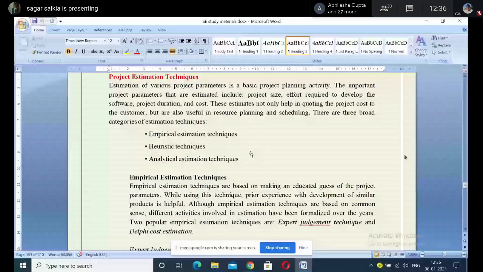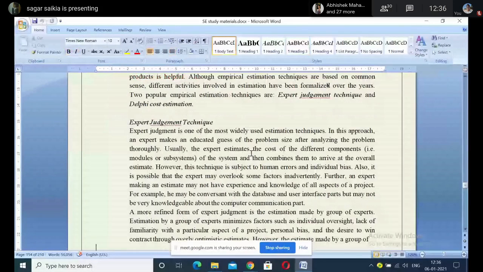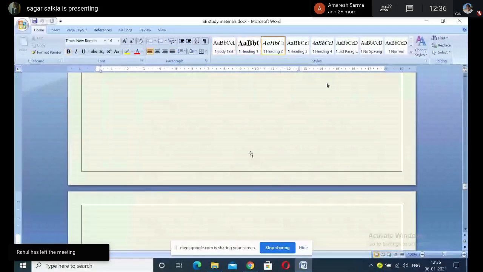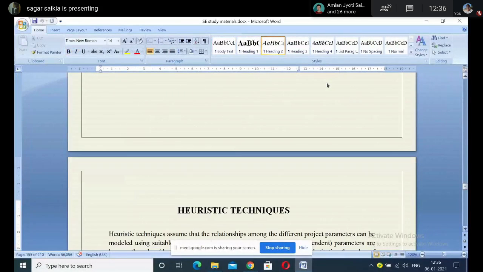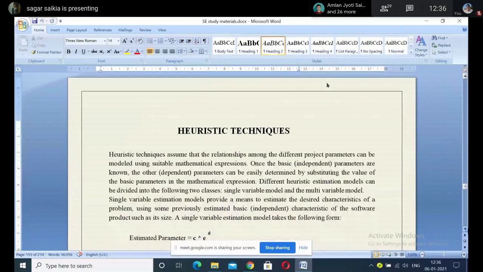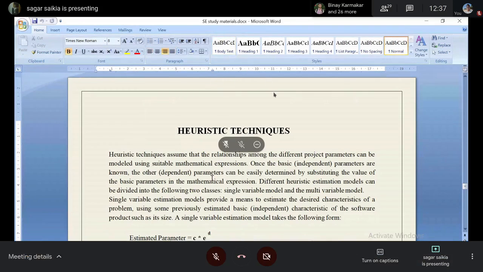Heuristic and analytical. So under empirical, we saw two very popular estimation techniques, expert judgment and Delphi. And you have all seen what the differences were. So today we will be moving towards the heuristic methods or techniques for project estimation. Here the approaches are a little bit different.